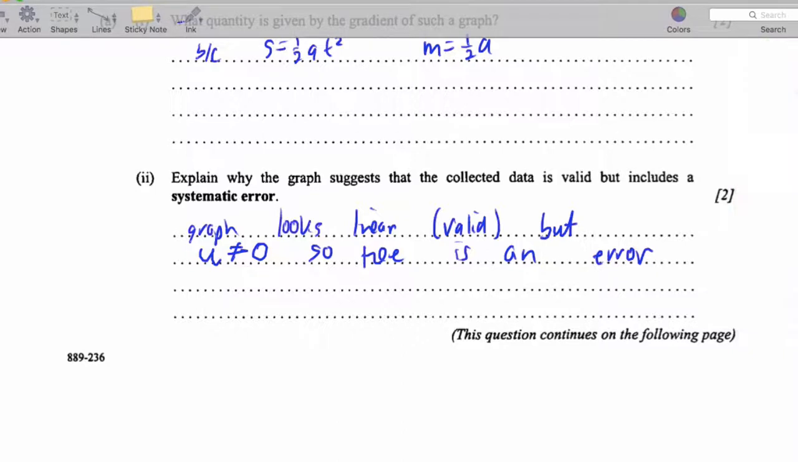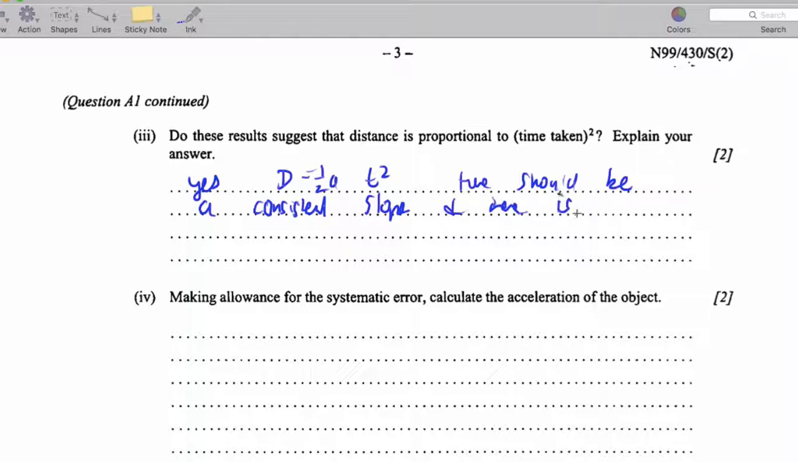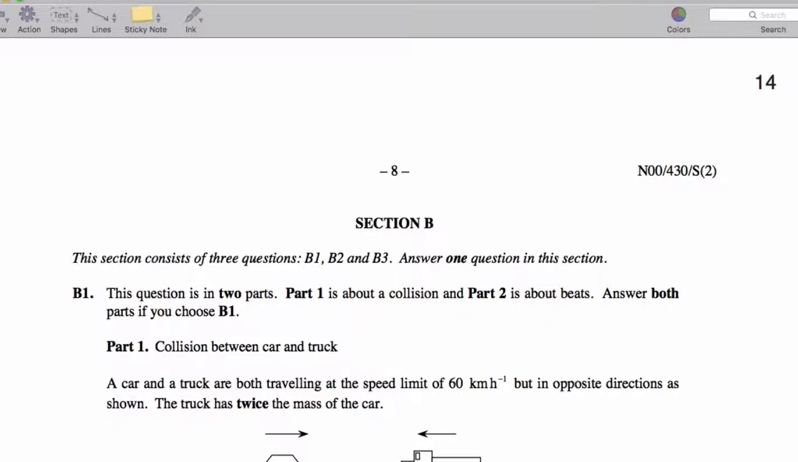And then next, it says, do the results suggest that the distance is proportional to time taken squared? Yes, they absolutely do. Again, if d is 1/2 a times t squared, there should be a consistent slope. And there is. So let's try to get the acceleration here. We'll keep this kind of simple.